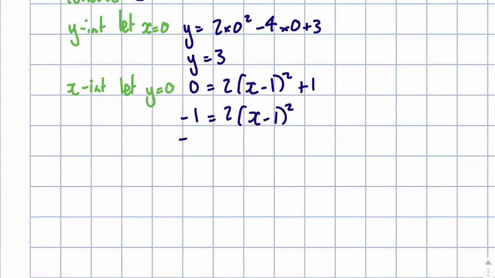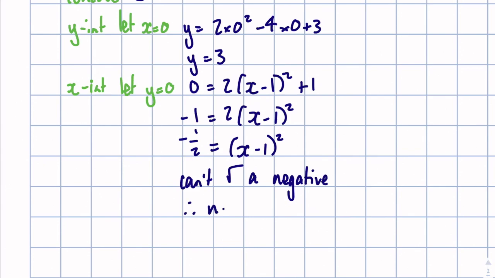I'm going to halve it. Negative 1 over 2 equals x, take 1 all squared. I then want to square root, but I can't. I can't square root a negative. Therefore, no x-intercepts.